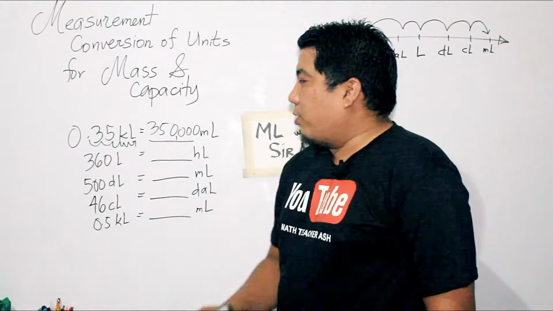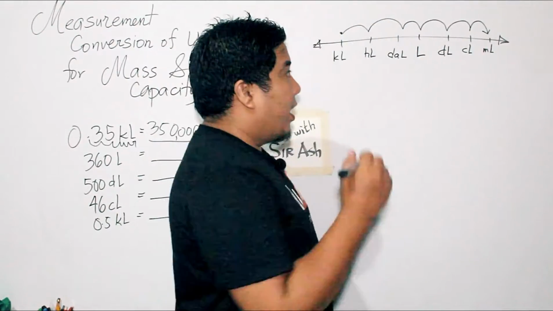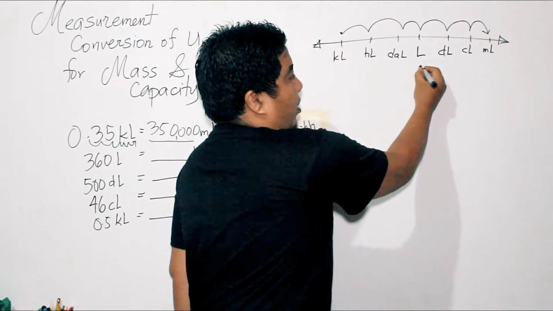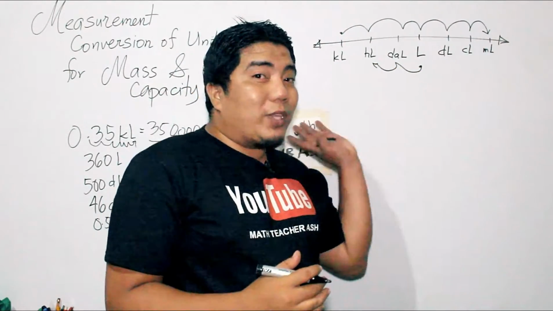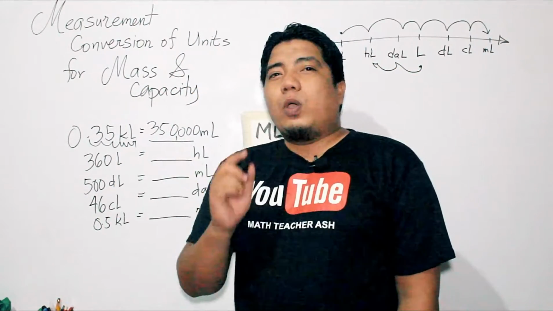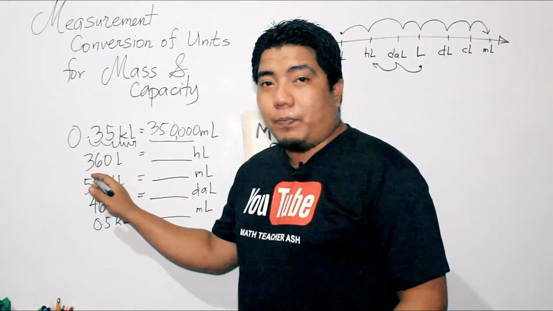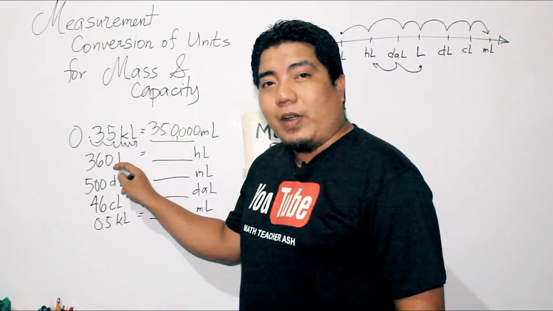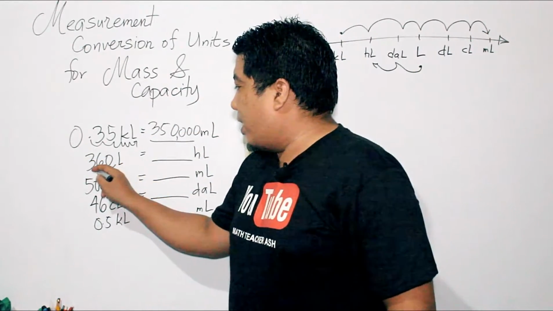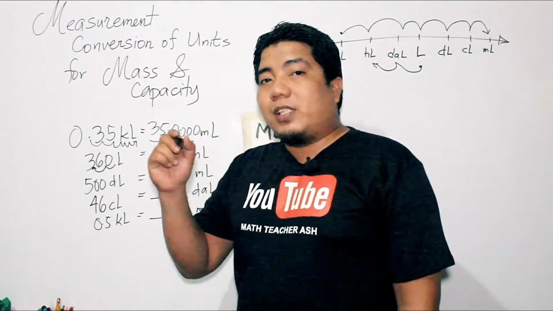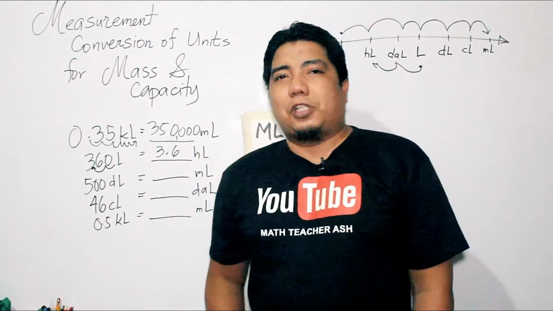Easy, right? Now, let's go to 360 liters to hectoliters. Liters, that is here, to hectoliters, we will be moving 2 units to the left. So, we will first check where our decimal point is in this number. That is here, right? And then we move 2 units to the left. And that becomes 3.60 or 3.6 hectoliters.